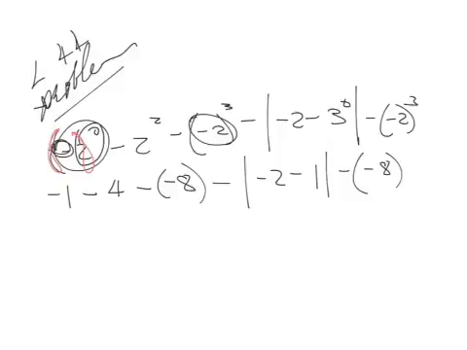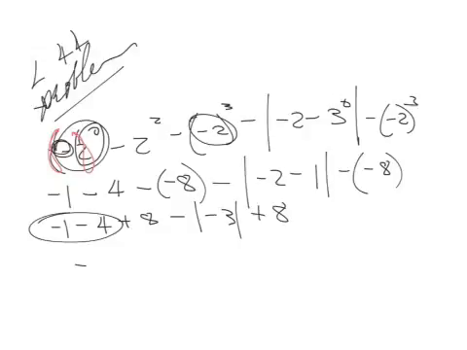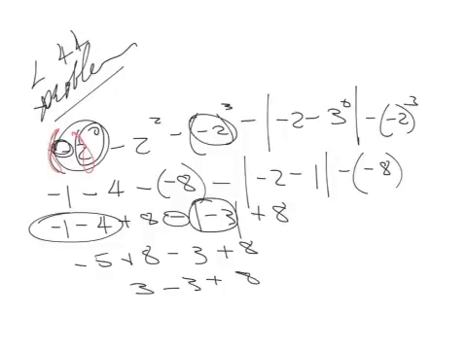So we simplified a little bit. Let's keep going. Negative 1 minus 4 plus 8 minus the absolute value of negative 3 plus 8. So negative 1 minus 4 is negative 5. Minus the absolute value of negative 3 is positive 3. Okay, see, this didn't change because it didn't have anything to do with the absolute value. Negative 5 plus 8 is 3, minus 3 plus 8. So these give me 0, so my answer is a solid 8.